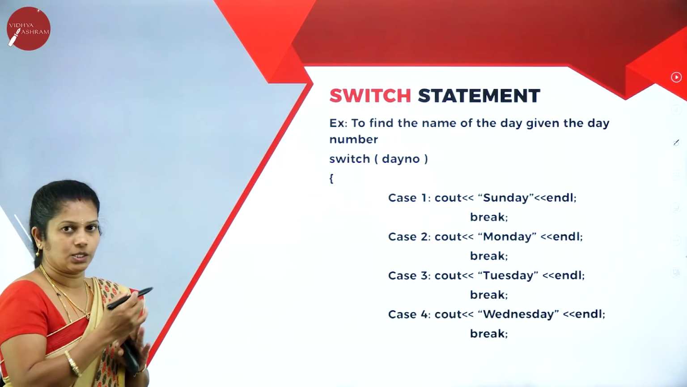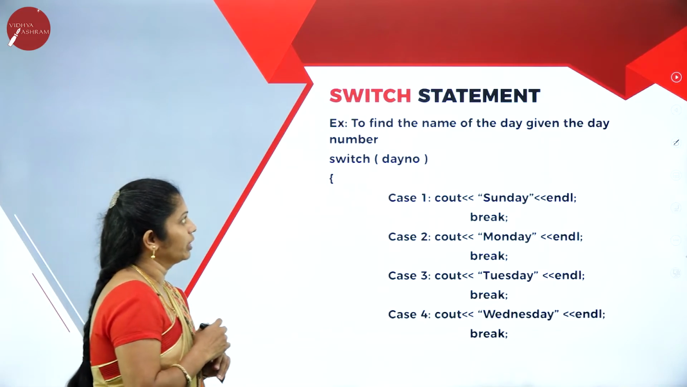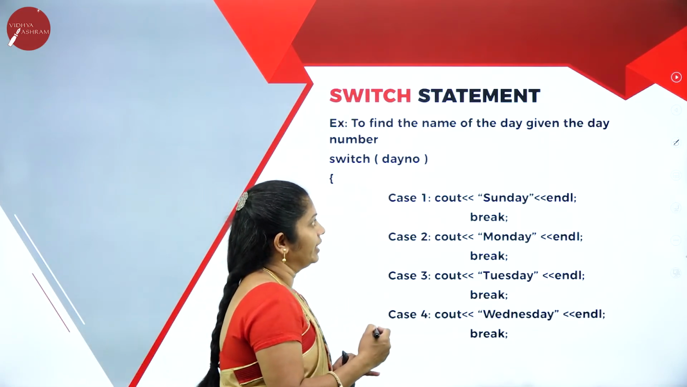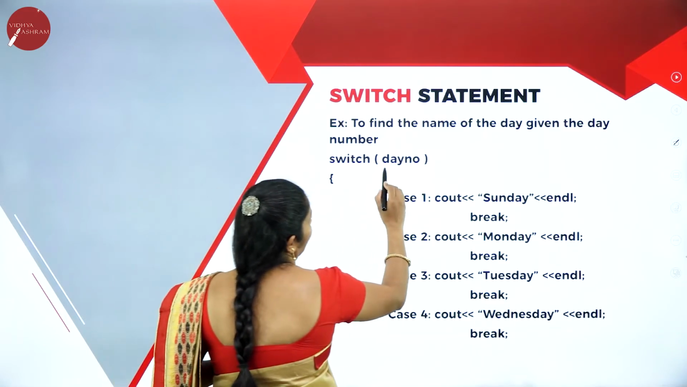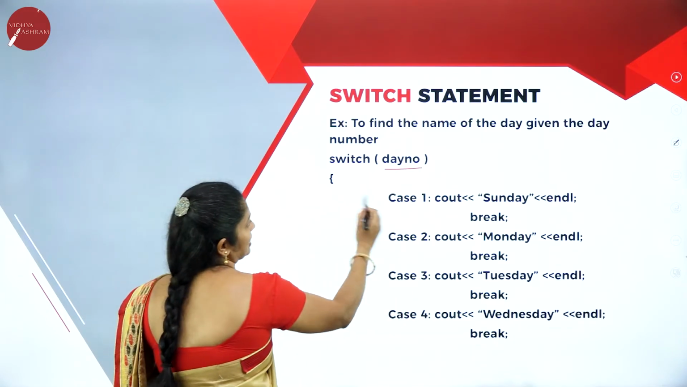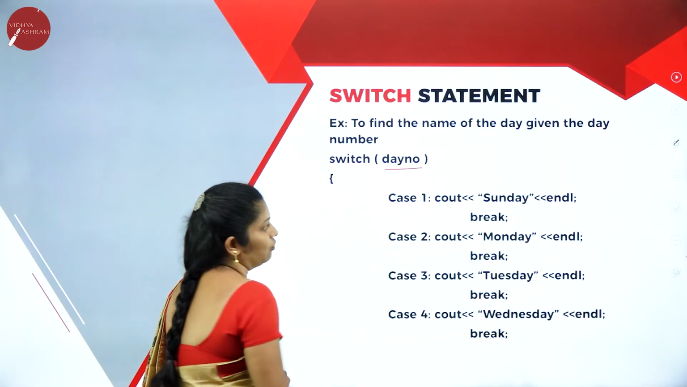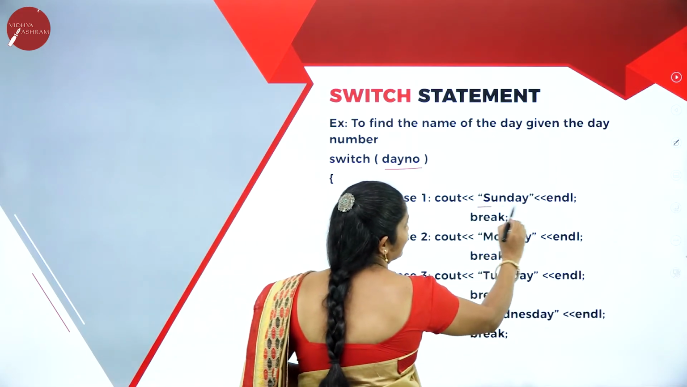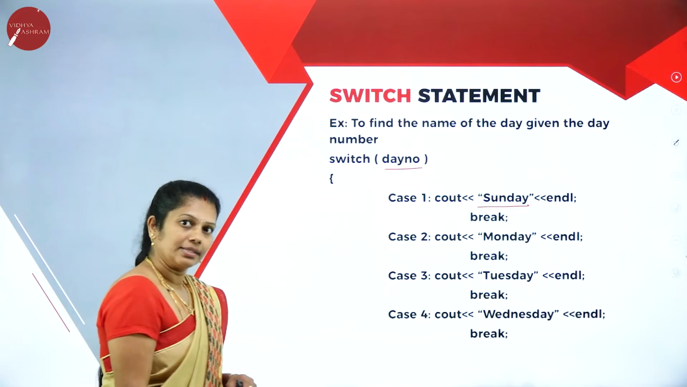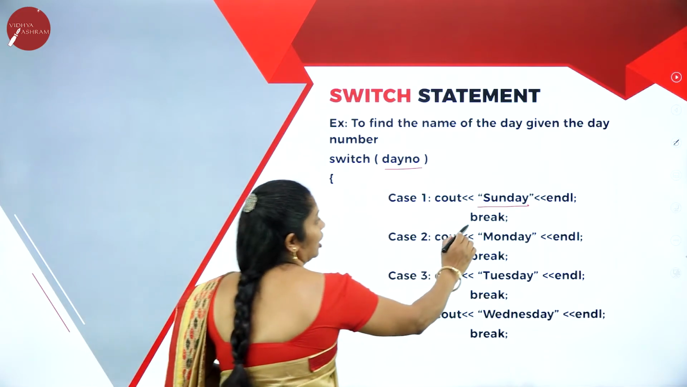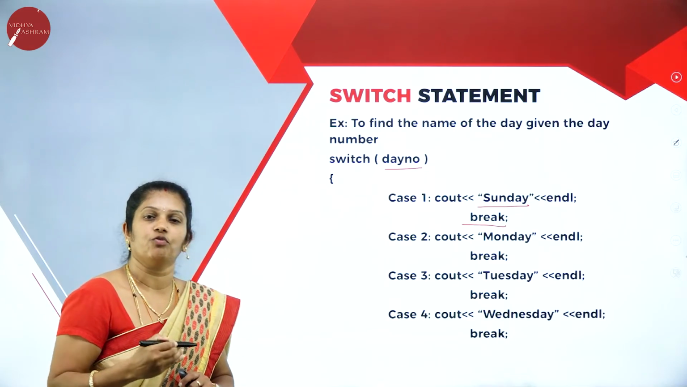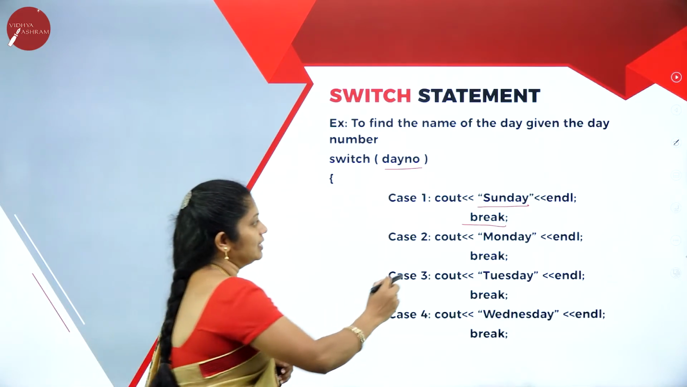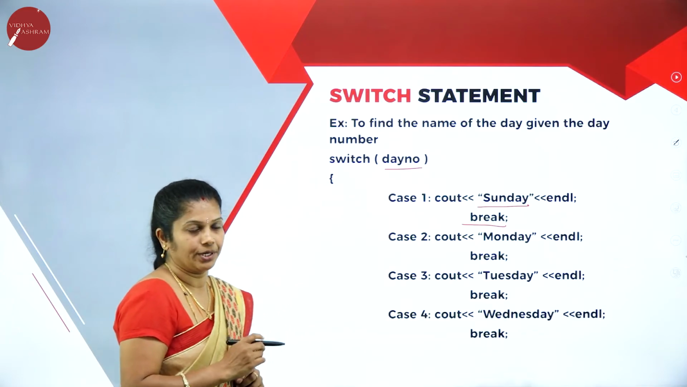Now we will explain this switch statement with one example program: to find the name of the day given the day number. Here I am going to give the day number. If the case value is equal to 1, then it will display Sunday, then break. It will not display all the days, only Sunday it has to display, then it has to come out of the switch itself. For that sake, we are using the break concept here.